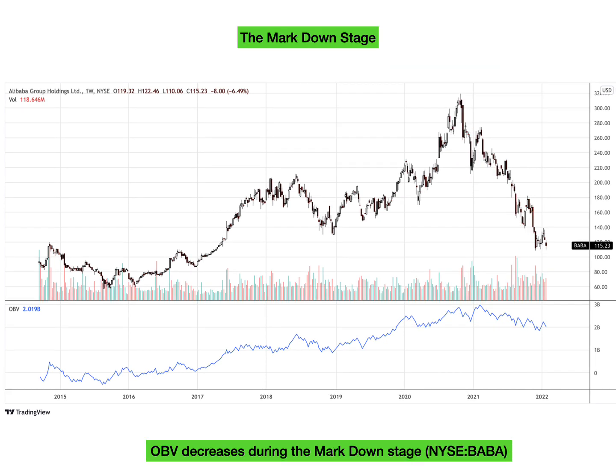So the markdown stage is commonly called a bear market. It begins when the price breaks below the uptrend line and the 50-day moving average. So the OBV is also decreasing and there are lower highs and lower lows in prices.